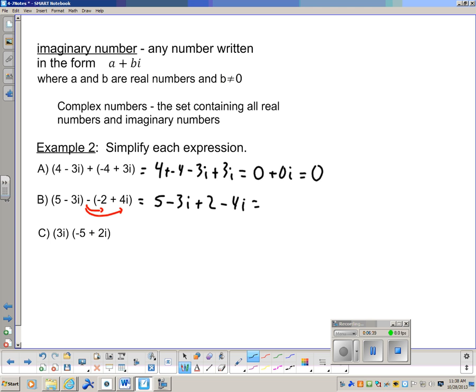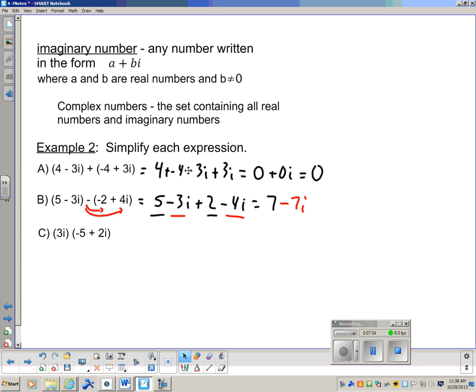I'm just going to now combine my like terms. 5 plus 2 here gives me 7, going with a plus sign in front of it. And then I've got a minus 3i and a minus 4i. A minus 3i minus a 4i gives me a minus 7i. So there I have it, 7 minus 7i. All I did was combine my like terms. 5 plus 2, 7. Negative 3i minus 4i, negative 7i.